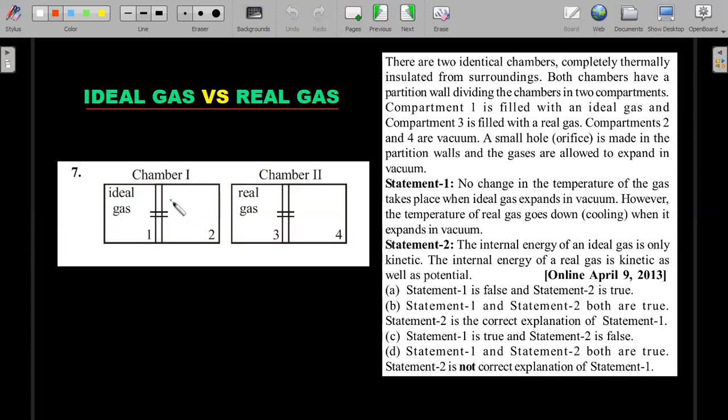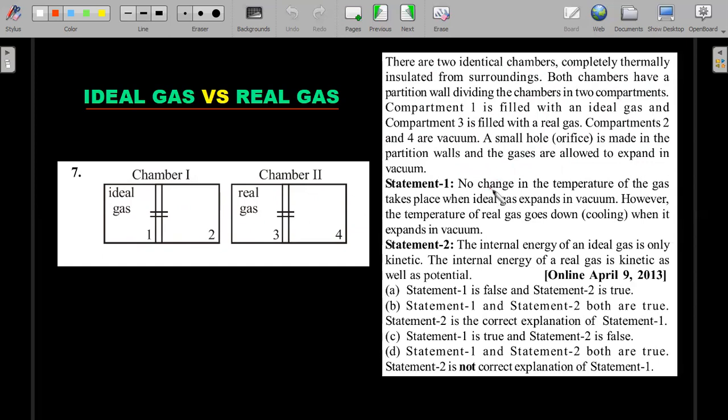So there are two diagrams. In one case, the chamber contains an ideal gas opening to vacuum, and in the second case, there is a real gas. So there are two identical chambers completely thermally insulated from surroundings. Both chambers have a partition wall dividing the chambers into two compartments. Compartment 1 is filled with an ideal gas and compartment 3 is filled with a real gas. Compartments 2 and 4 are vacuum. A small hole, an orifice, is made in the partition walls and the gases are allowed to expand into the vacuum. This is called free expansion, as we talk about in the context of ideal gas.